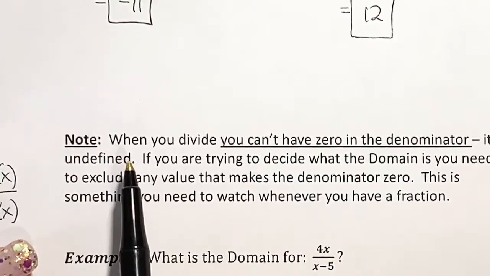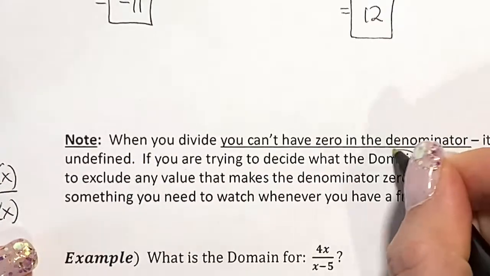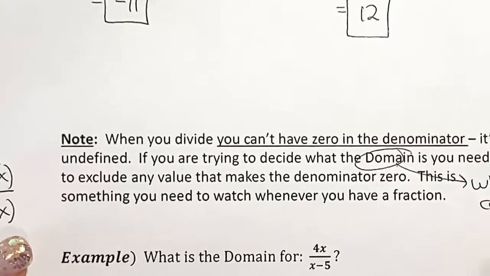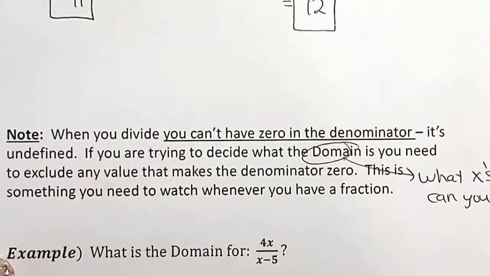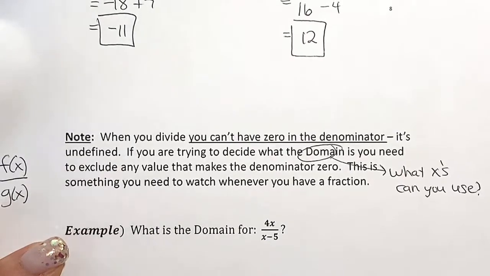So sometimes they'll ask, what's the domain? Remember, domain means what x values can you use. So let me zoom out a little bit. I keep cutting my screen off. When you're trying to decide what the domain is, or what x's you can use, you need to exclude or throw out any values that make you have 0 in your denominator. So you do need to watch for this whenever you have a fraction or whenever you're dividing functions.